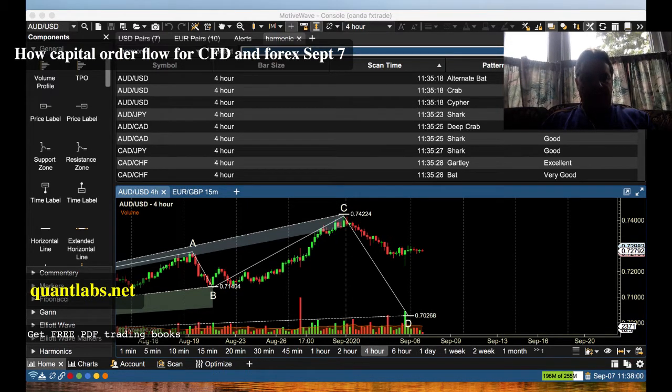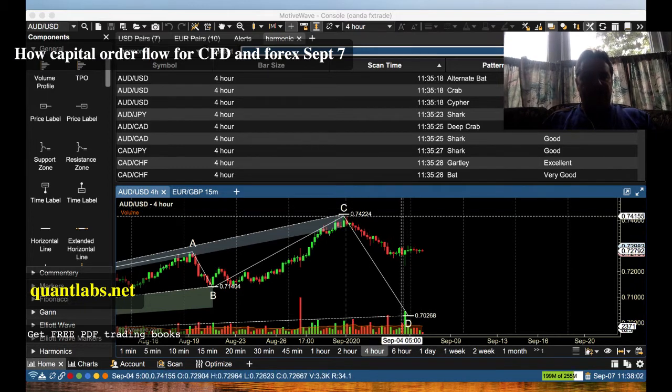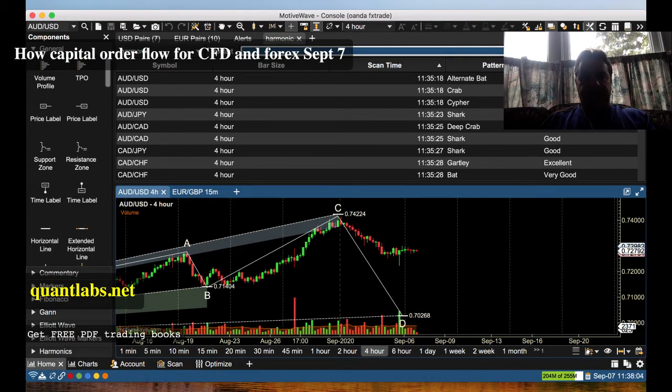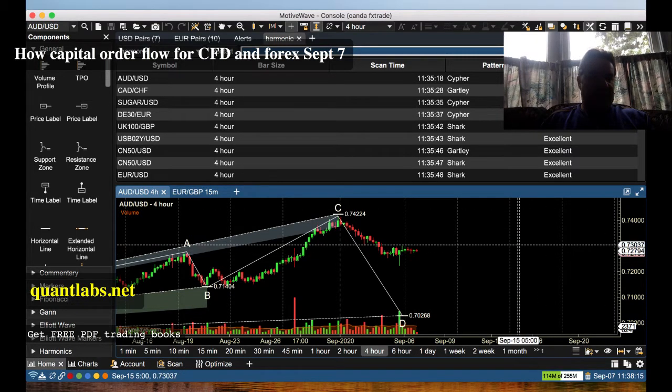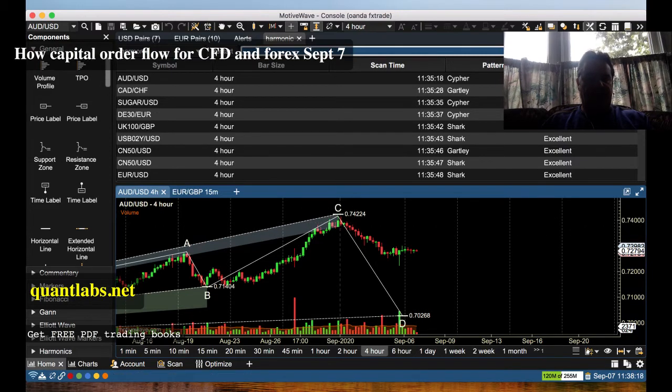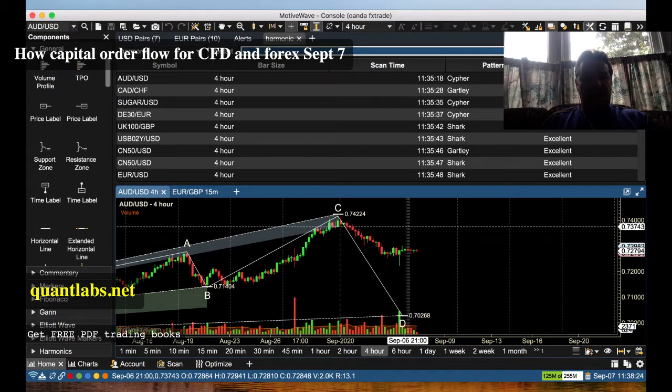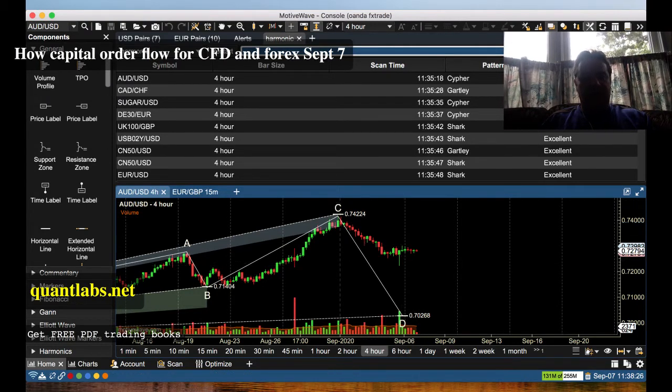Eastern Standard. So in this particular video we're going to look at capital flow, where it's going to. We're using MotiveWave as you can tell here, as well doing harmonic scans against Forex broker Oanda, and it's a good general way to see where capital is flowing. Oanda is one of the larger brokers out there. So let's take a look at where things are going.